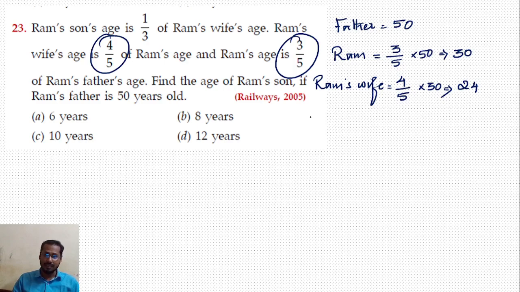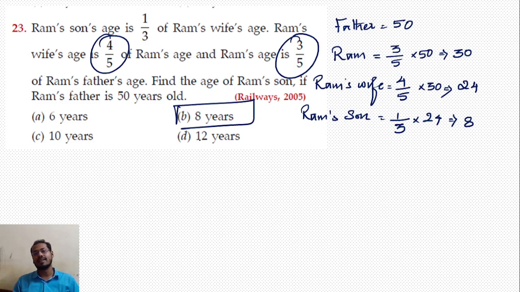Next one is Ram's son's age. So that is 1/3 of Ram's wife's age. So 1/3 into Ram's wife's age, 24. So it was 8. Clear? That's it. So what is the question? Find the age of Ram's son. So son's age is 8 years. Clear? Right, let's move to the next question.